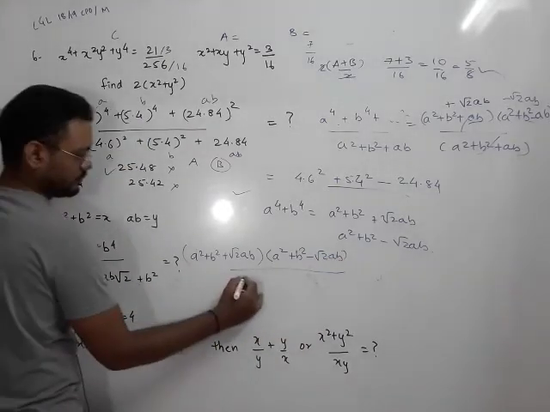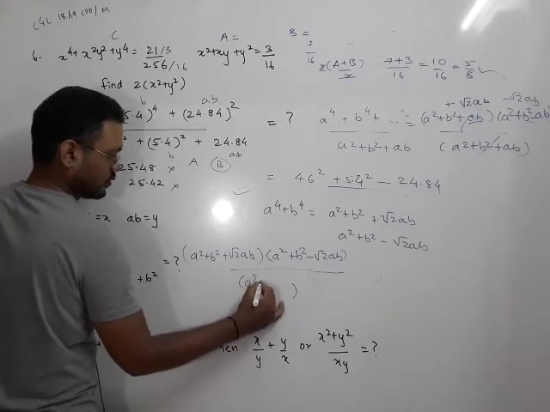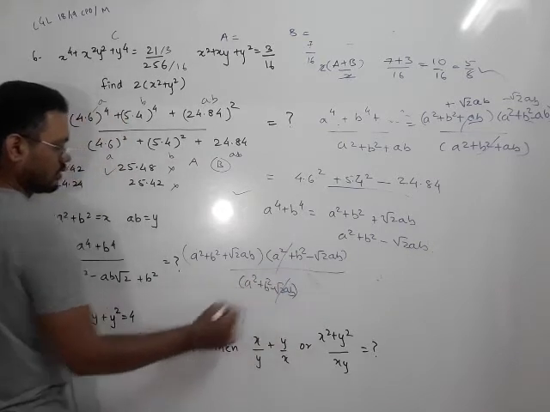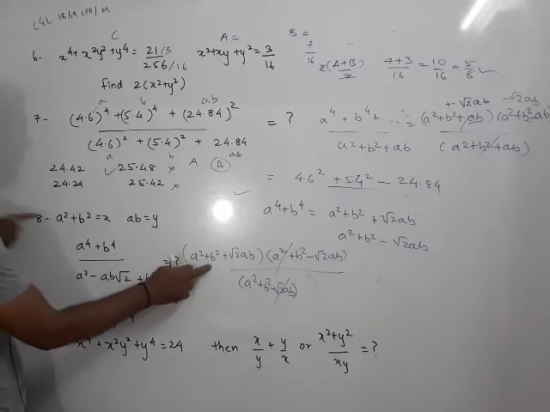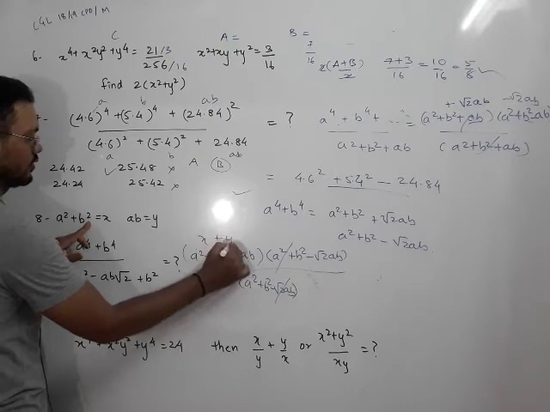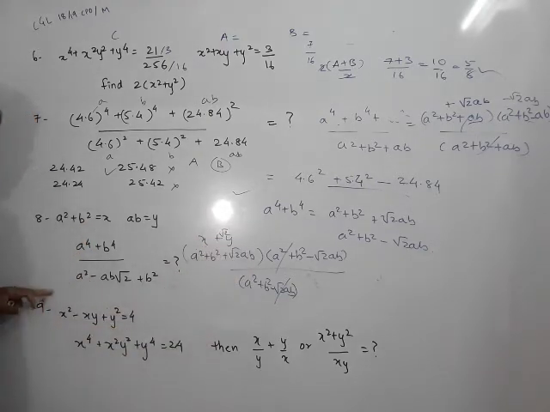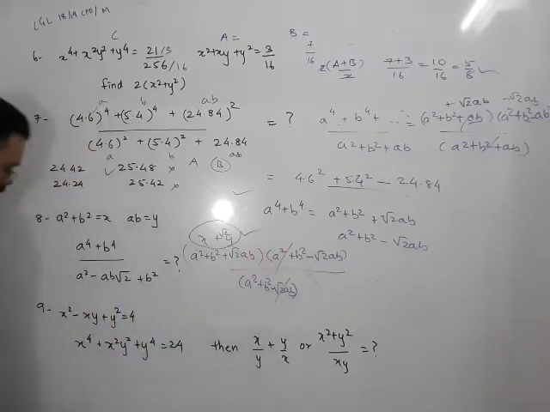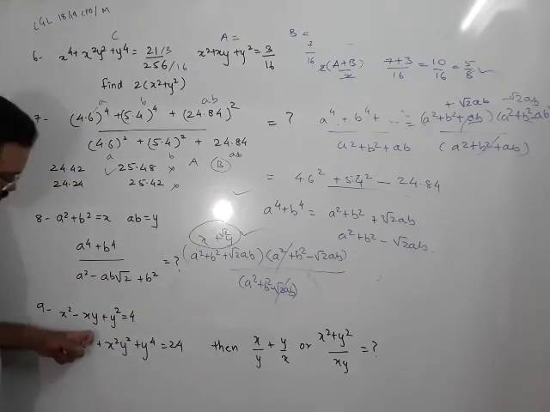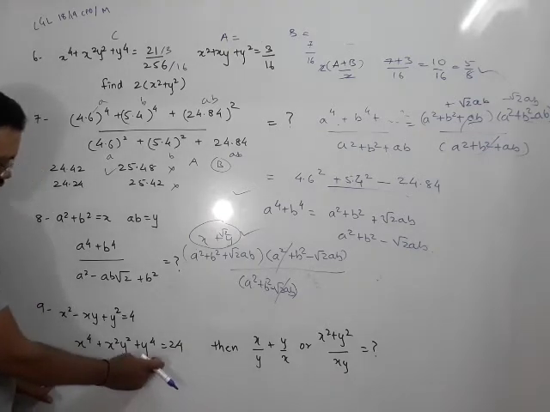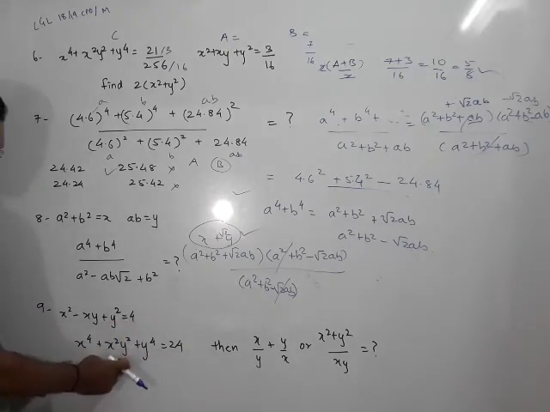Upon this, a square plus b square is given as x, ab is given as y, so x plus root 2y will be your answer. Similarly here, the combined equation is given, which is 24, minus is 4, so what will the plus equation be? It will be 6.